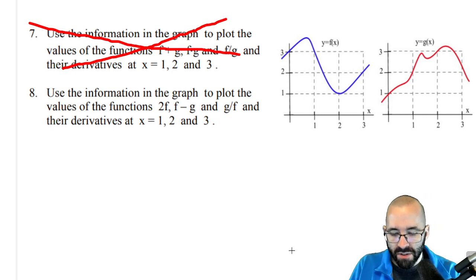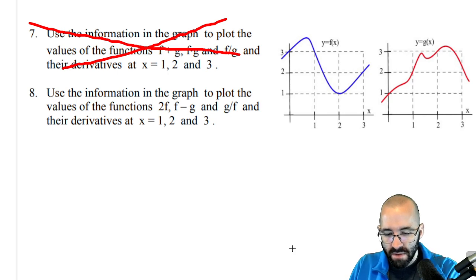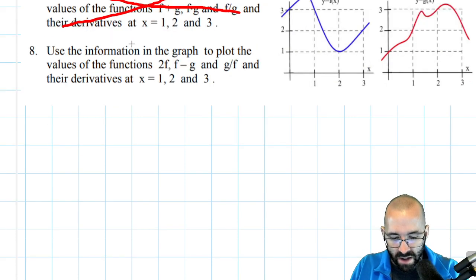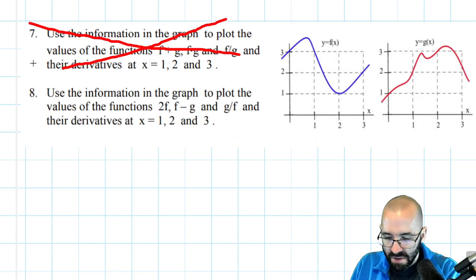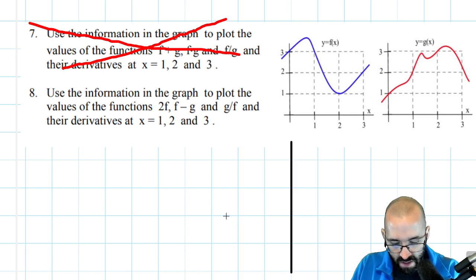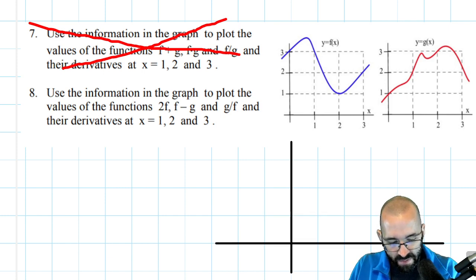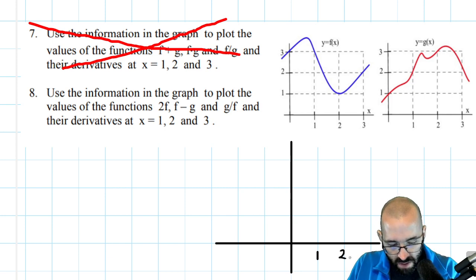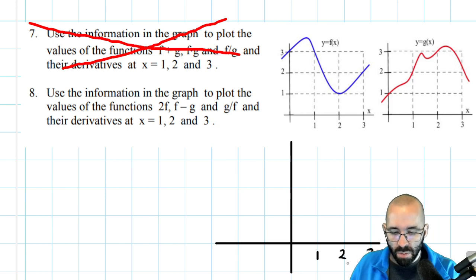Use the information in the graph to plot the values of the function as below. So let's get a graph. Okay. We're going to need to plot some stuff. So let's say our graph starts here. I don't know how big or small we're going to need to go. So we're only going to need to go 1, 2, 3, right? Okay, so we need to plot the values of 2f. Oh, we need 3 graphs here. So let's start with 2f.